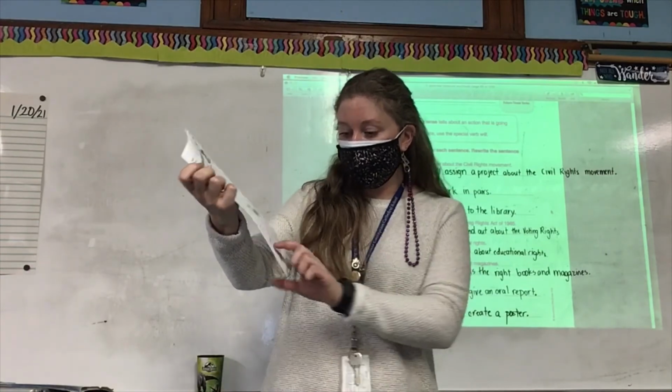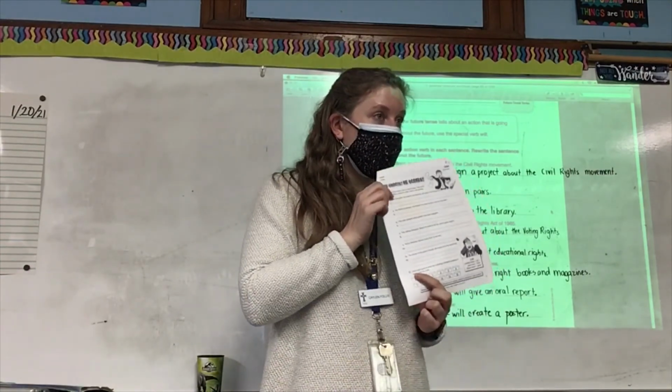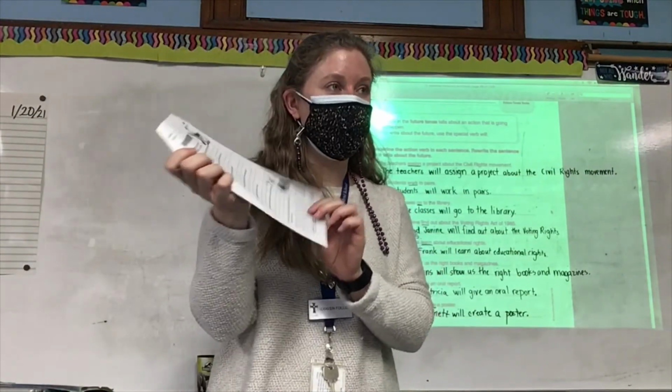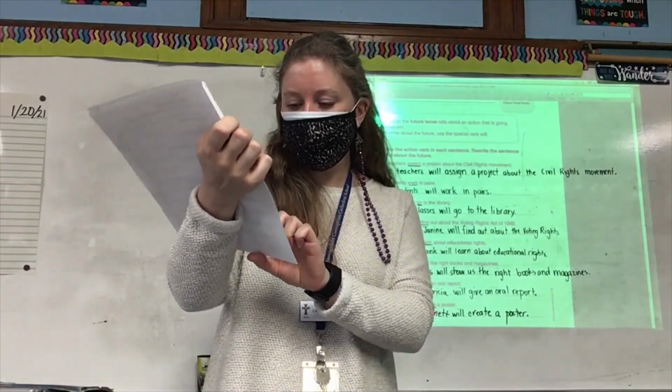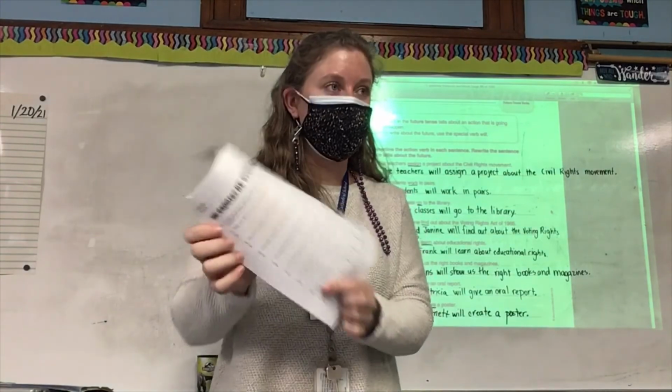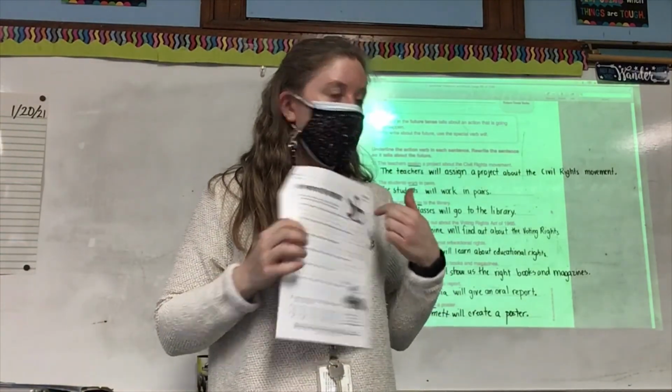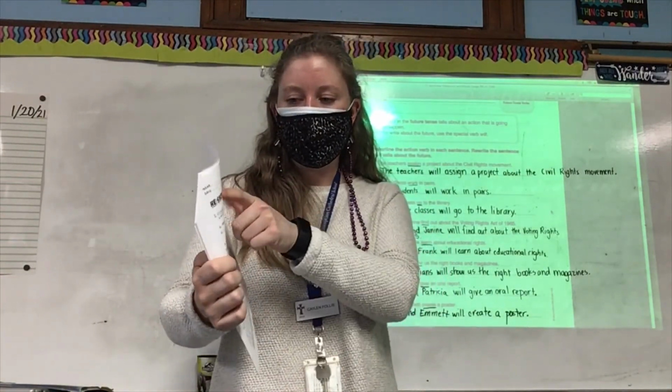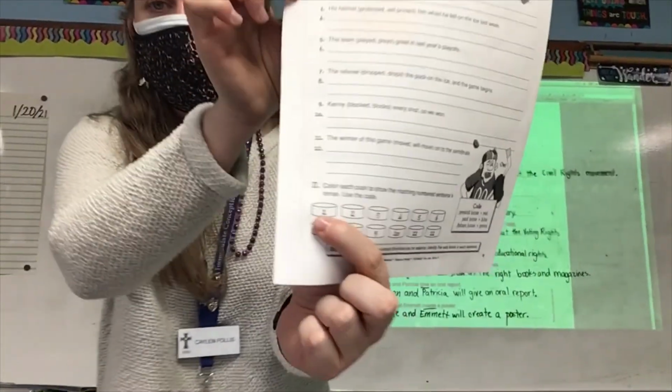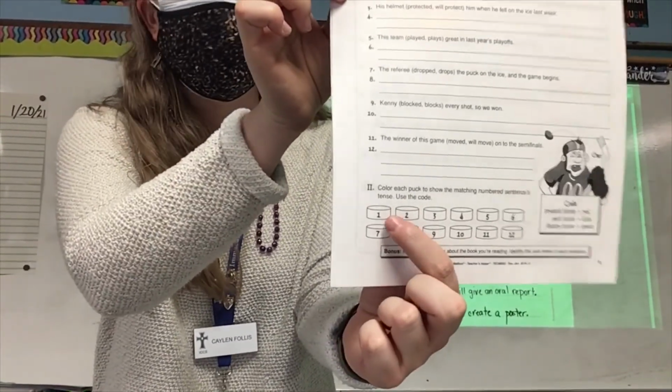No, you do not have to do the bonus, but you do have to do number 2. Does everybody see number 2 down at the bottom? You will need 3 colored pencils. It says color each puck to show the matching numbered sentence tense. So that's the one you circle. So number 1, we already figured out it's going to be future tense. So what color are you going to color number 1? The puck for number 1.